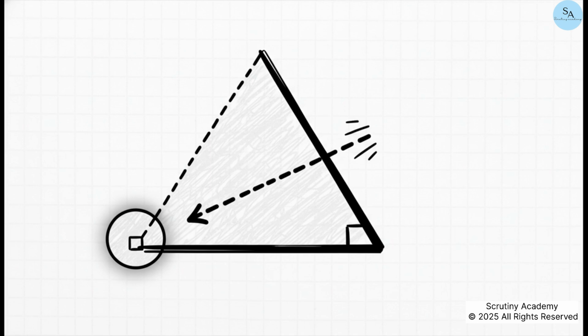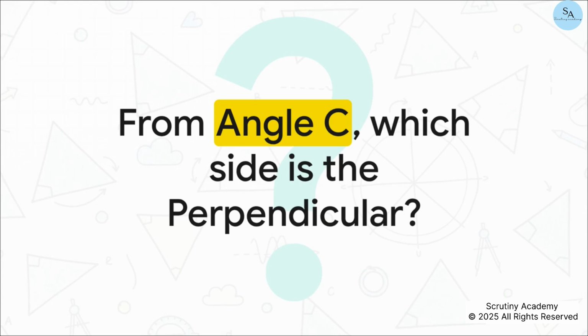See that little square box in the corner? That's your 90-degree angle. The side directly across from it, that's always the hypotenuse. It never moves. It's always the longest side. Easiest one to spot.